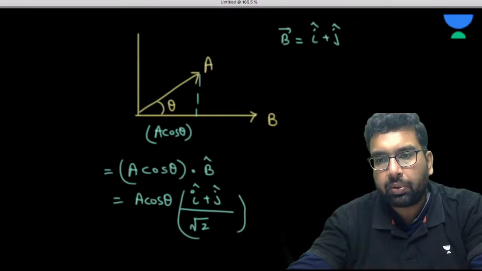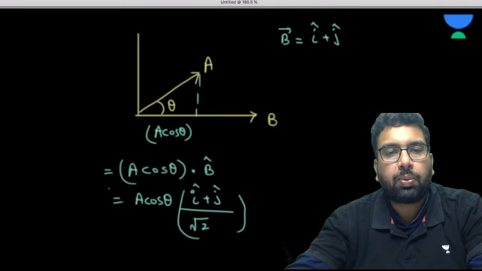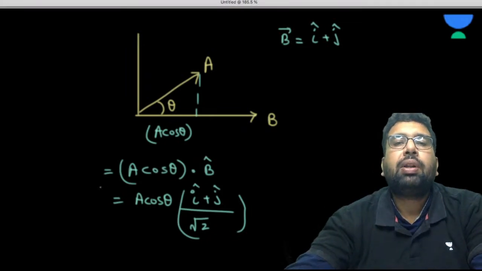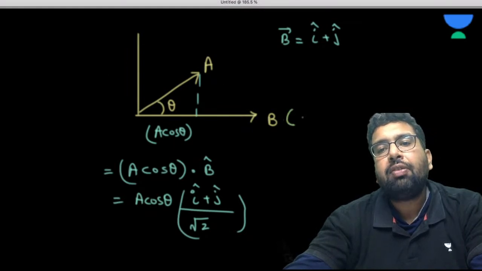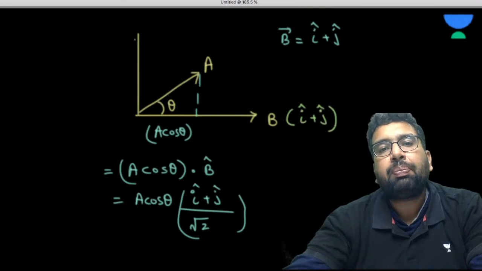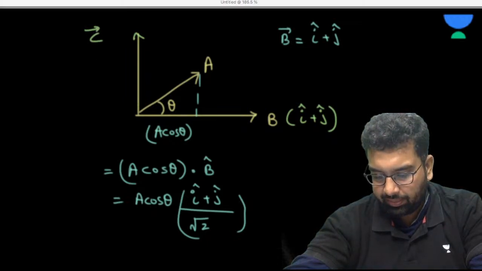No, no cross product. Just listen to me. Tell me one thing. This B vector is i vector plus j vector. Now, graphically, let's suppose this is C. So this C vector is perpendicular to the B vector, isn't it?